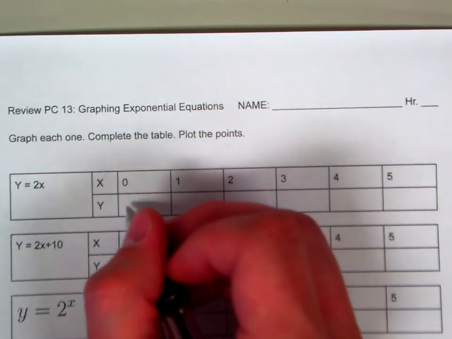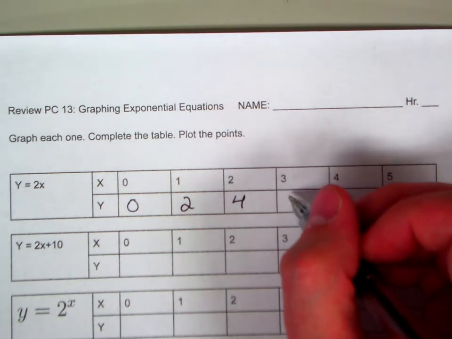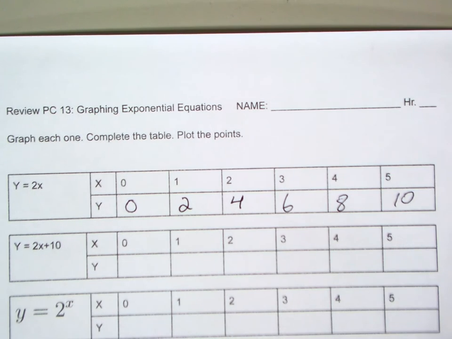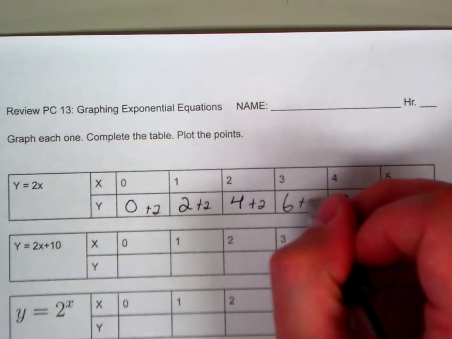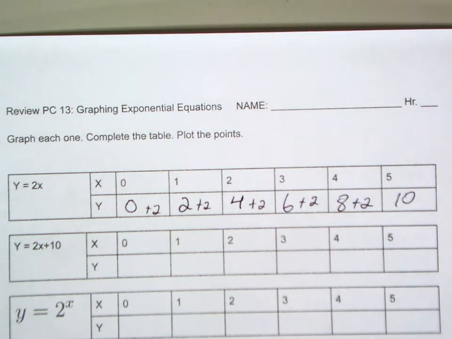2 times 0 is 0, 2 times 1 is 2, 2 times 2 is 4, 2 times 3 is 6, so on and so forth. And what is the pattern here? As x increases by 1, we are actually adding 2 each time. That's how linear equations work.